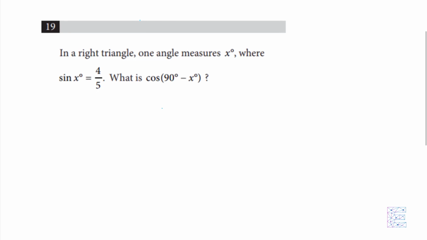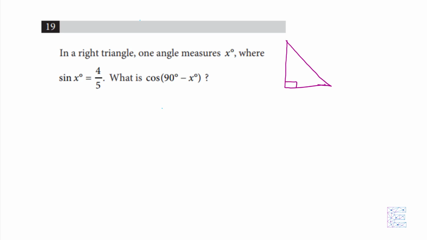In a right triangle, one angle measures x degrees, where sine x equals 4/5. What is cosine 90 minus x? So this question is centered on an idea called the angle complements theorem.